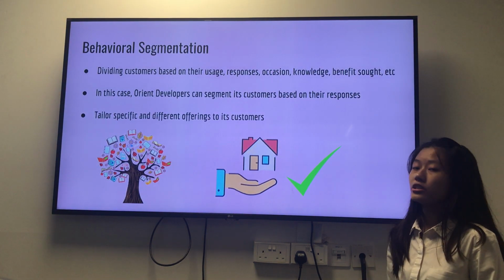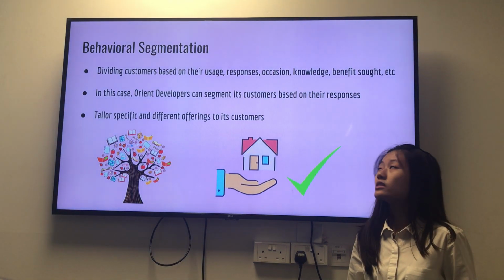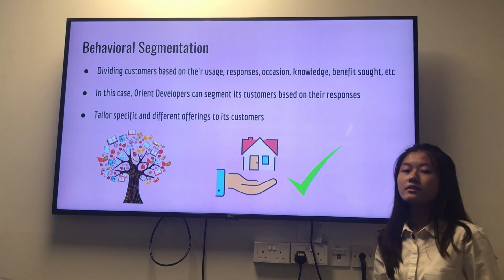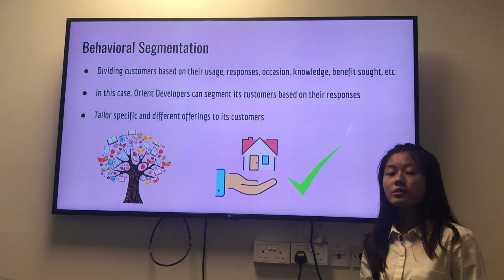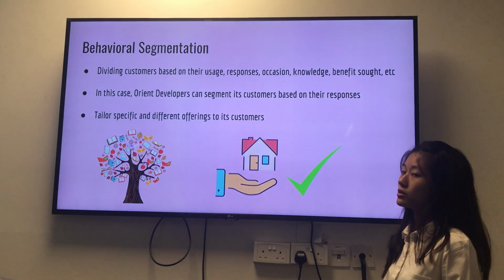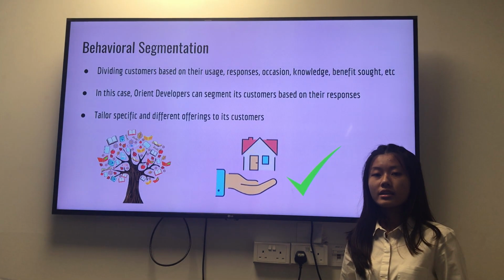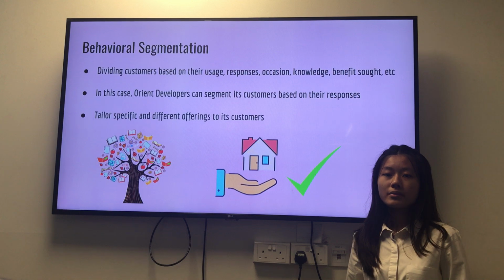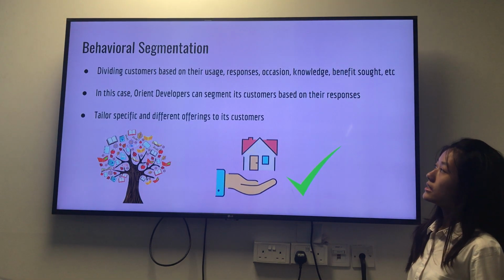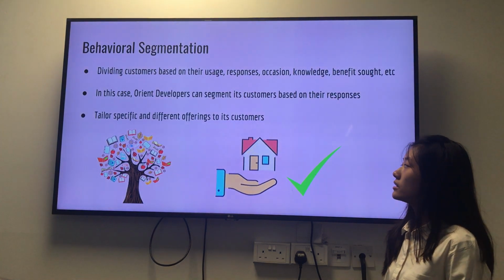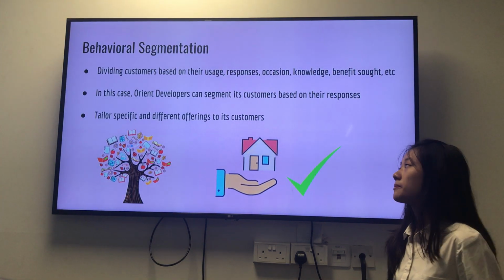Fourthly, behavioral segmentation. This involves segmenting customers based on their usage, responses, occasion, knowledge, and benefits sought. In this case, Orient developer is able to segment its customer based on their responses. For instance, if the customer consistently sends emails requiring attention, then they should be attended to promptly. Therefore, by segmenting customers based on their behavior, it allows the organization to tailor different offerings to different groups.